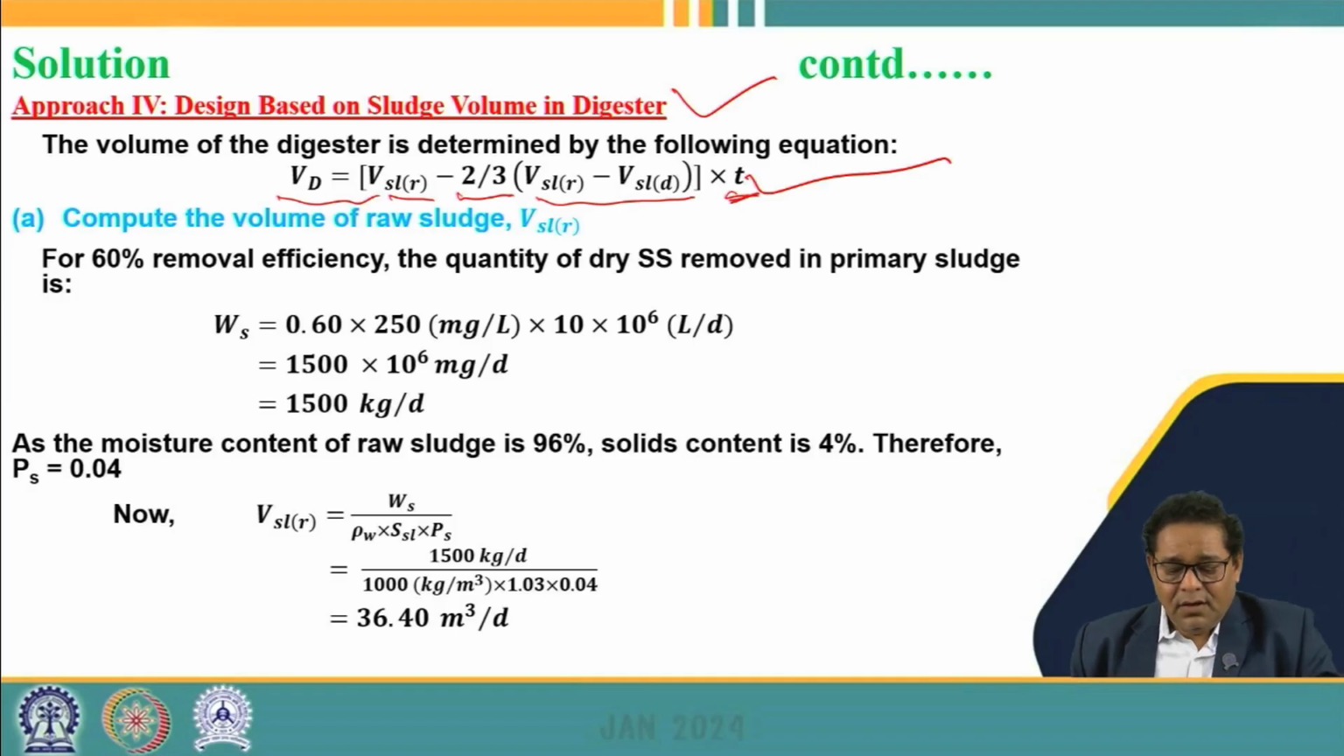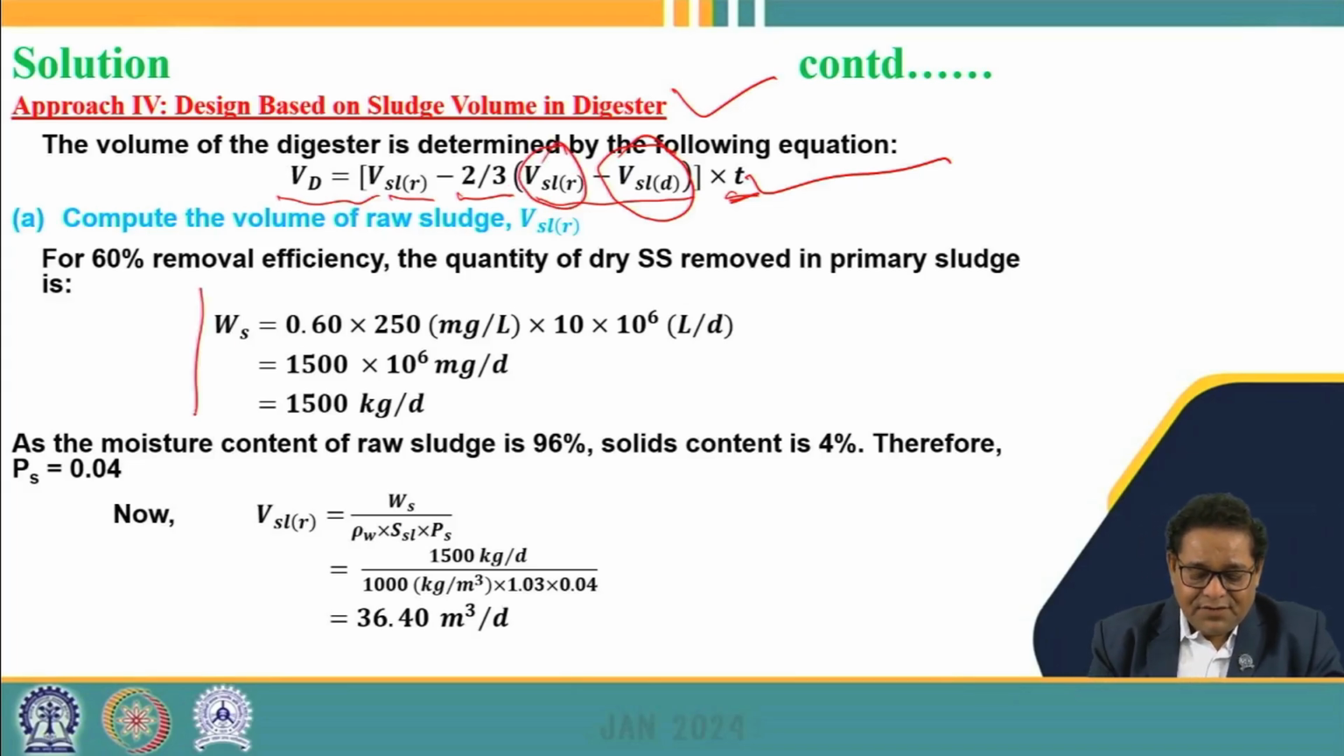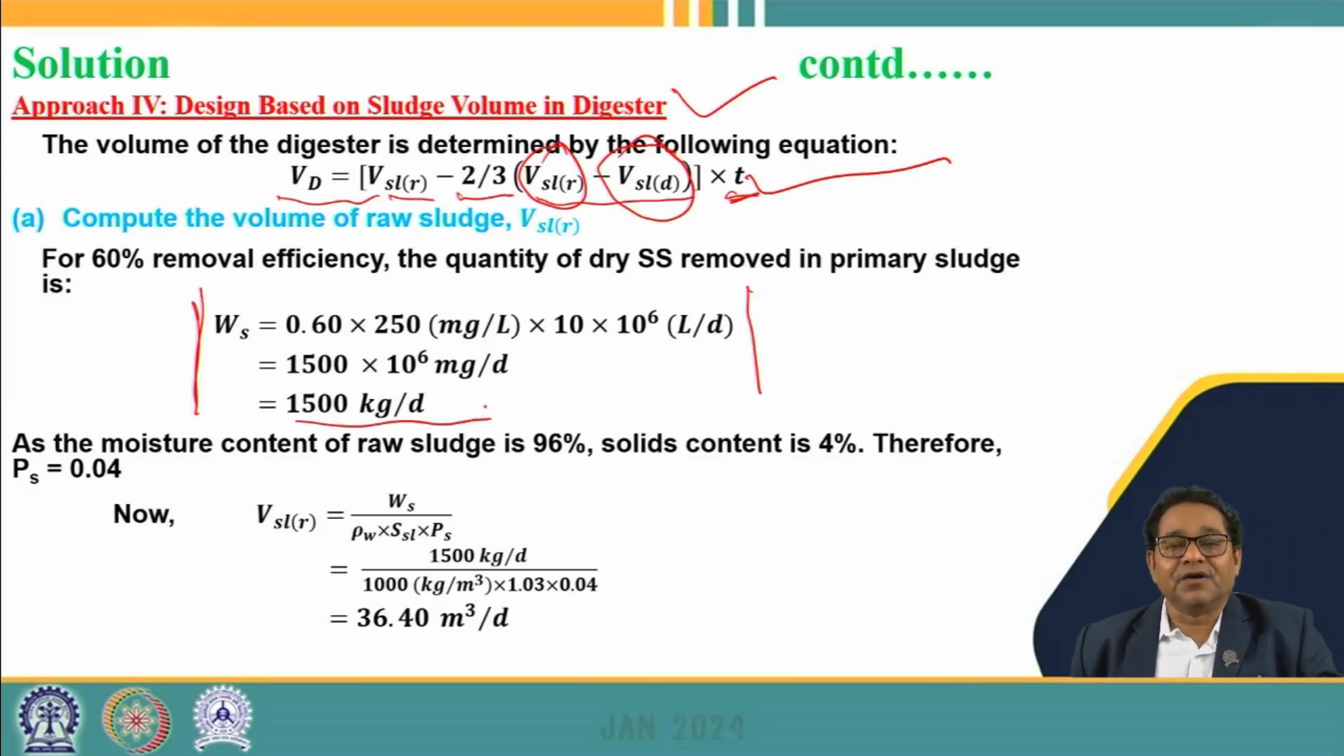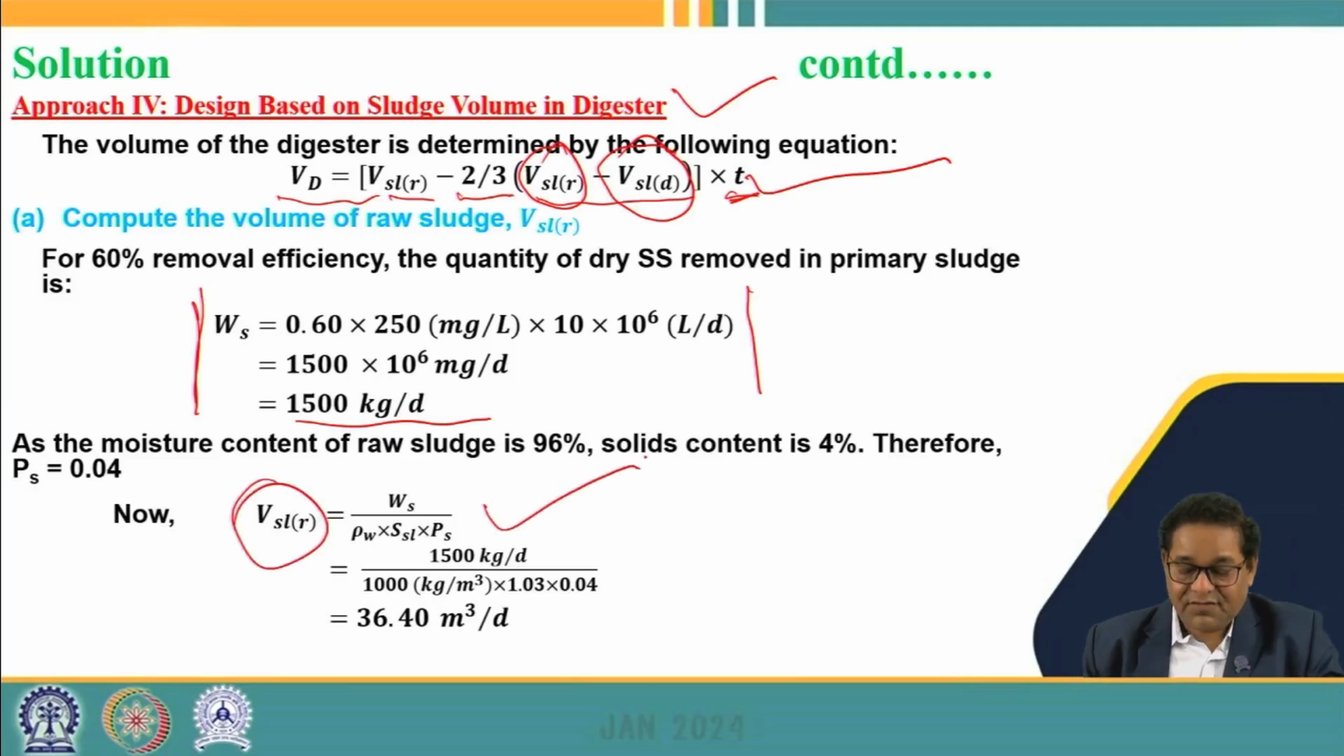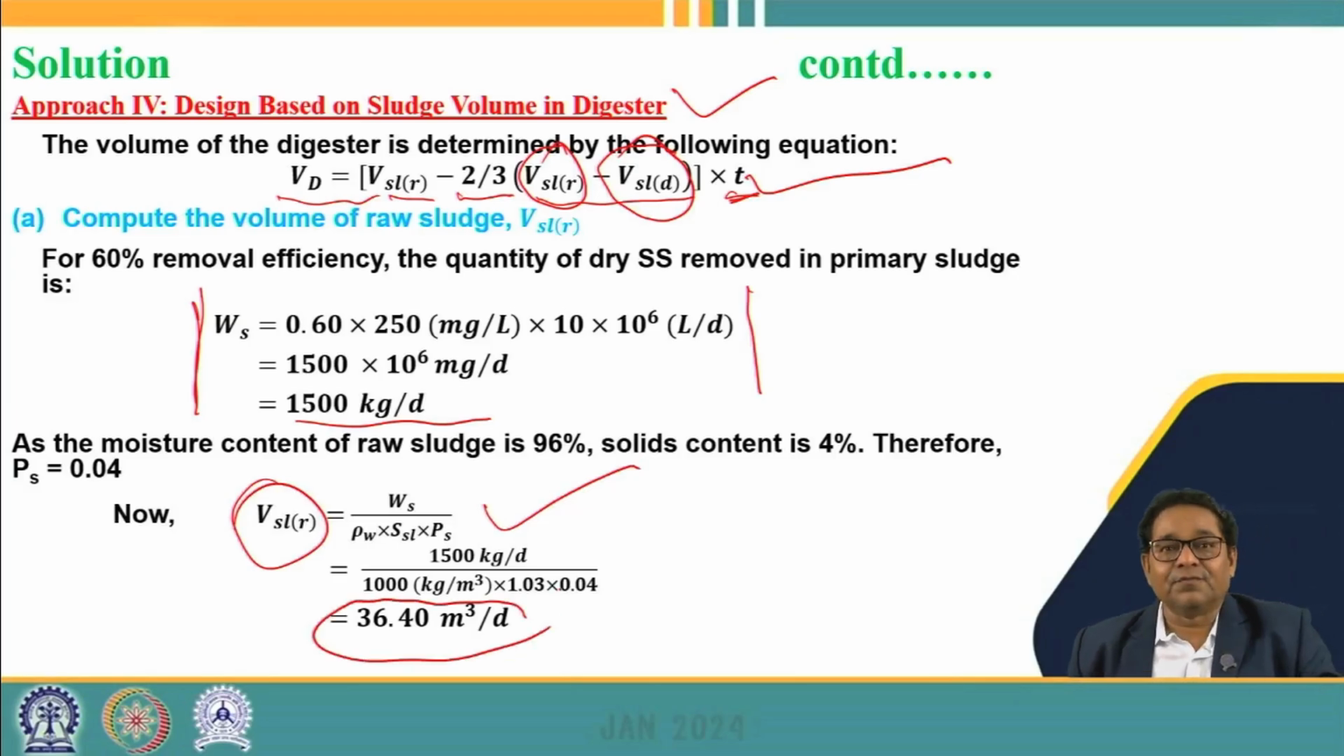So using this formula, what we need to know is the volume of the digested sludge, because the volume of the raw sludge we have already got, or we can calculate again. This is the similar way we have calculated 1500 kg per day, the total weight of the total solids produced, and then we converted it using this volumetric relationship. The volume is 36.4 meter cube per day.